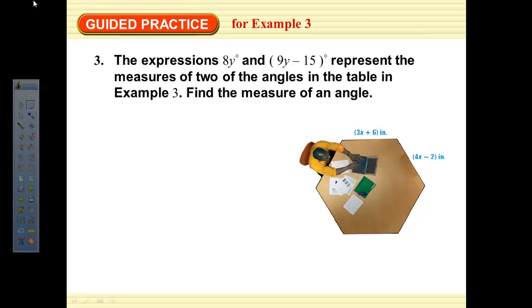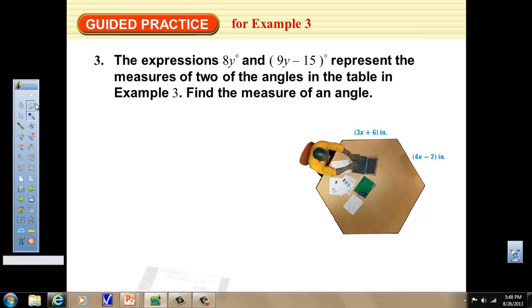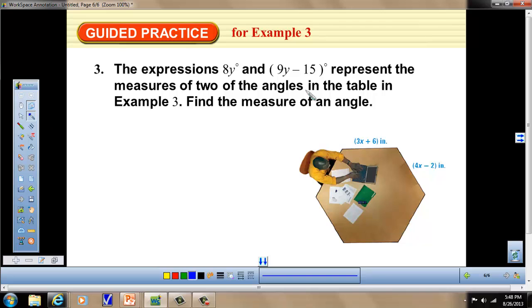For the next one, same picture, and this time we're looking at two of the angles. It can be any two of the angles, because remember, all of the angles are equal here. So if I call this 8y and I call this one 9y - 15, that's perfectly all right. Any of these could have those measures. So again, since all the angles are equal, we can say that 9y - 15 is equal to 8y.